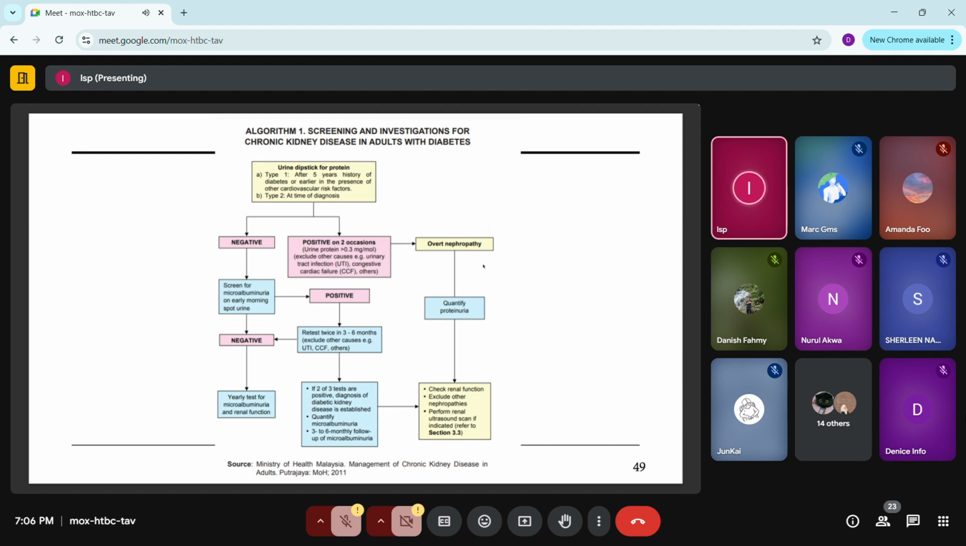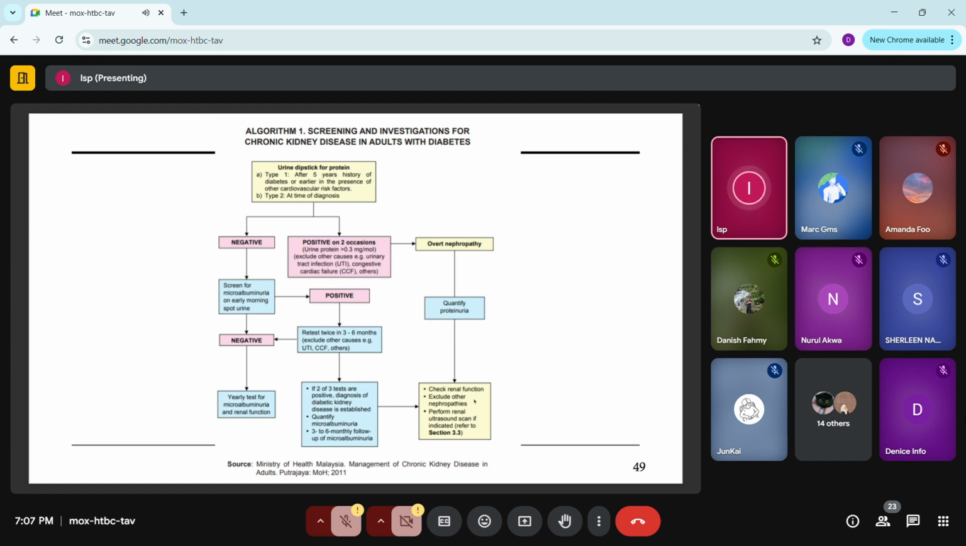Then you need to quantify them and perform other scans to rule out other causes. So those are quite overt and late stage already. So our aim is to pick up those early ones. If they're negative, you check for microalbuminuria by doing a more detailed urine protein test we call urine albumin creatinine ratio. This is to screen for microalbuminuria.